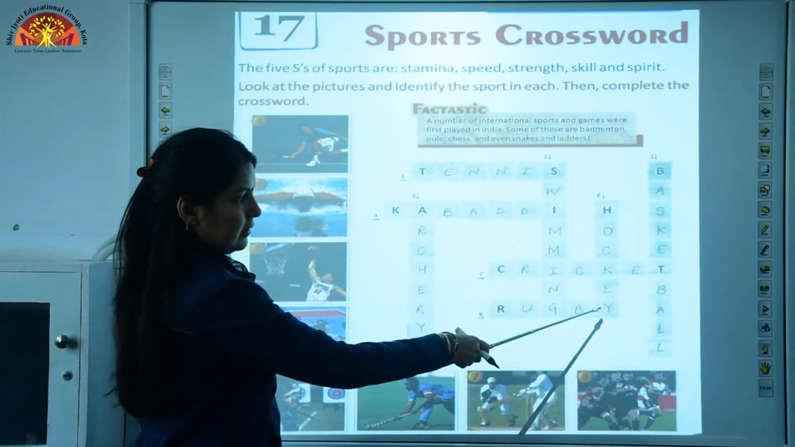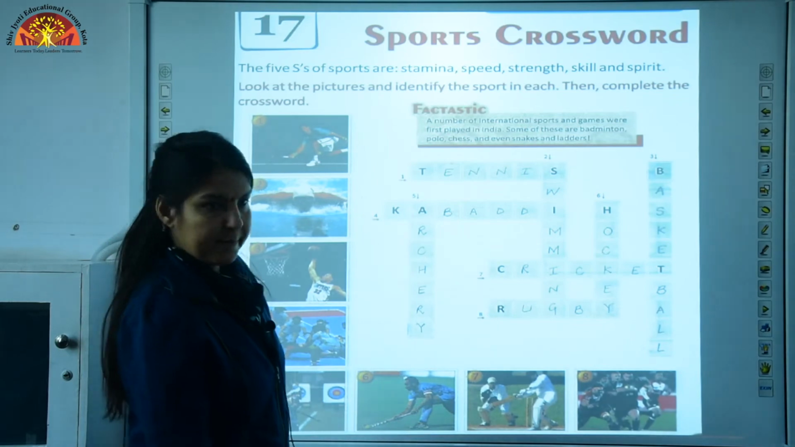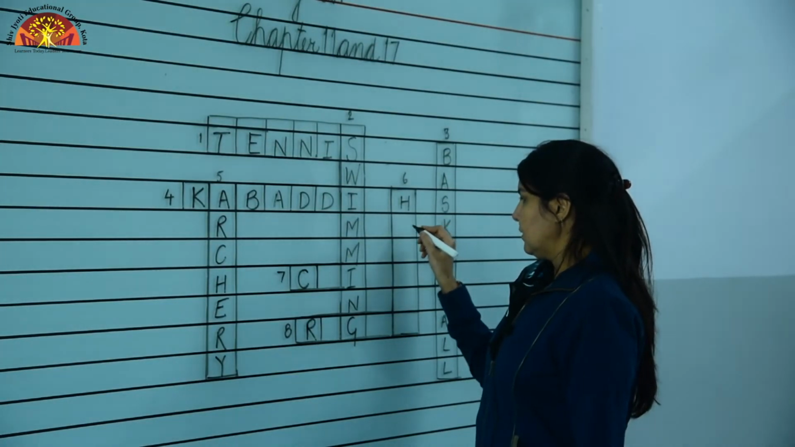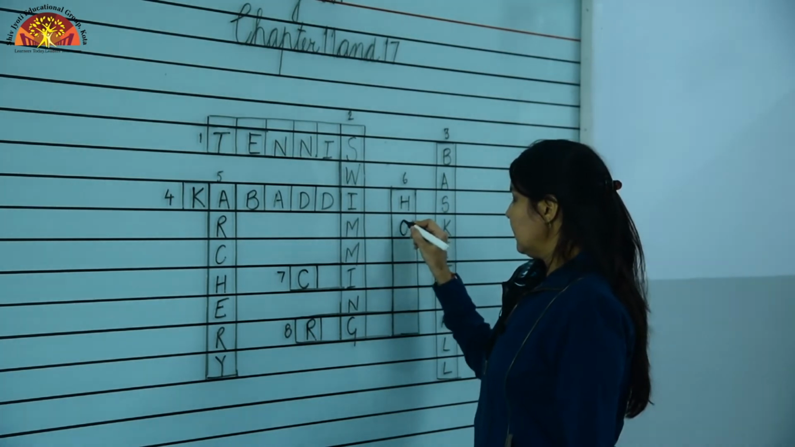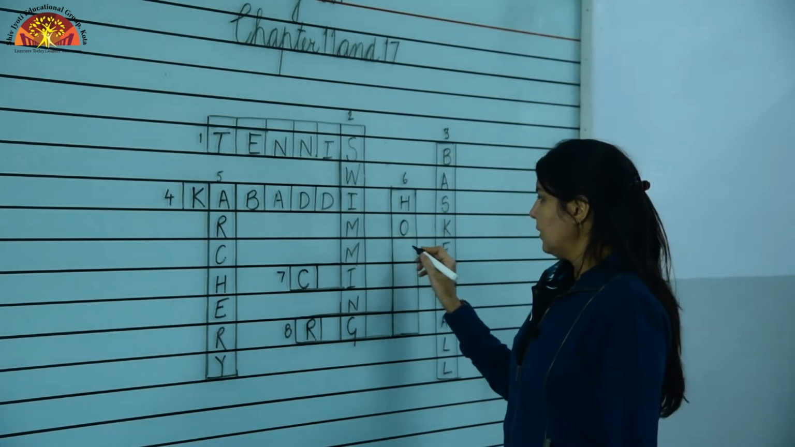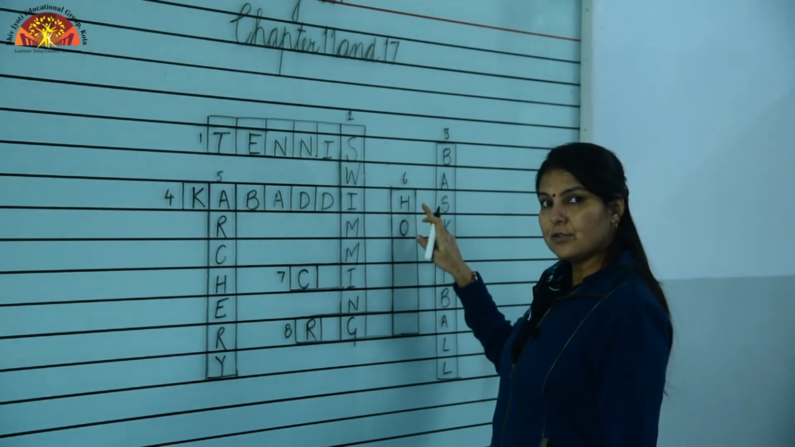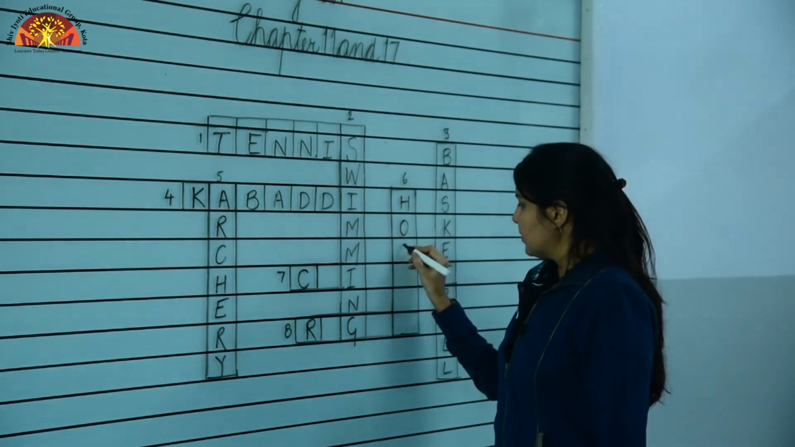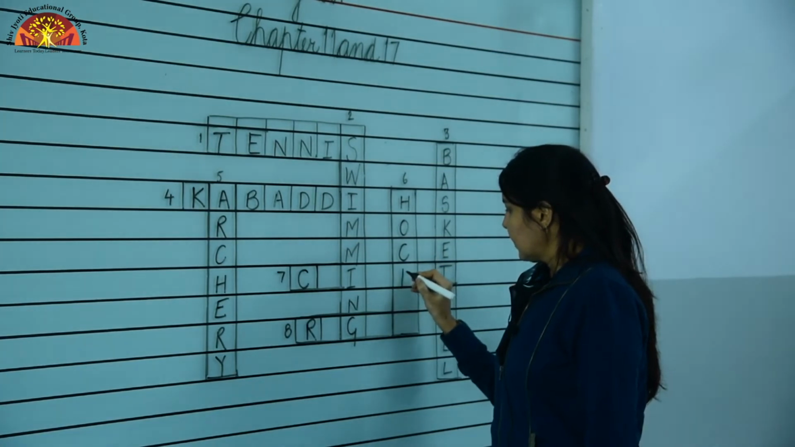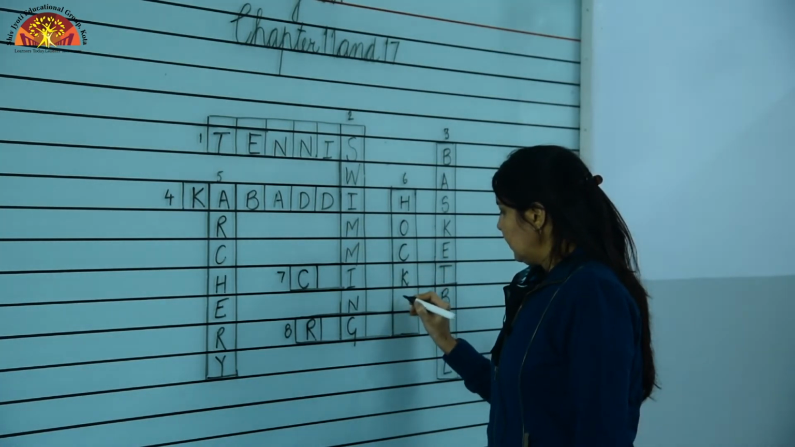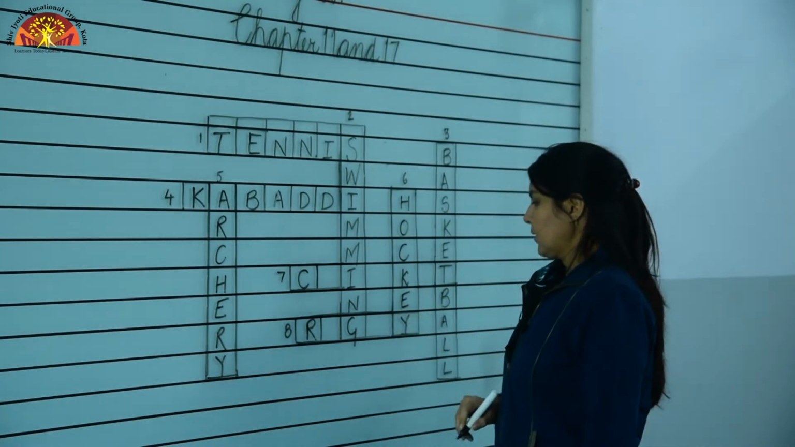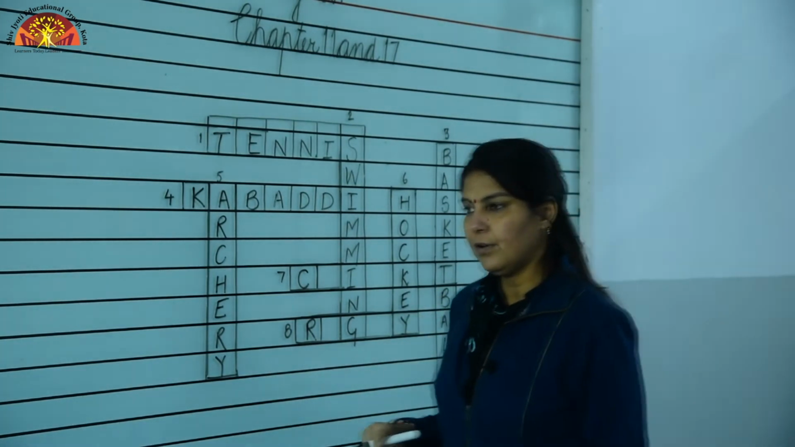It is written here. Every country has their national game. The national game of India is hockey. The spelling of hockey is, H is already written. Now we will start from O, C, K, E, Y. This is the spelling of hockey.